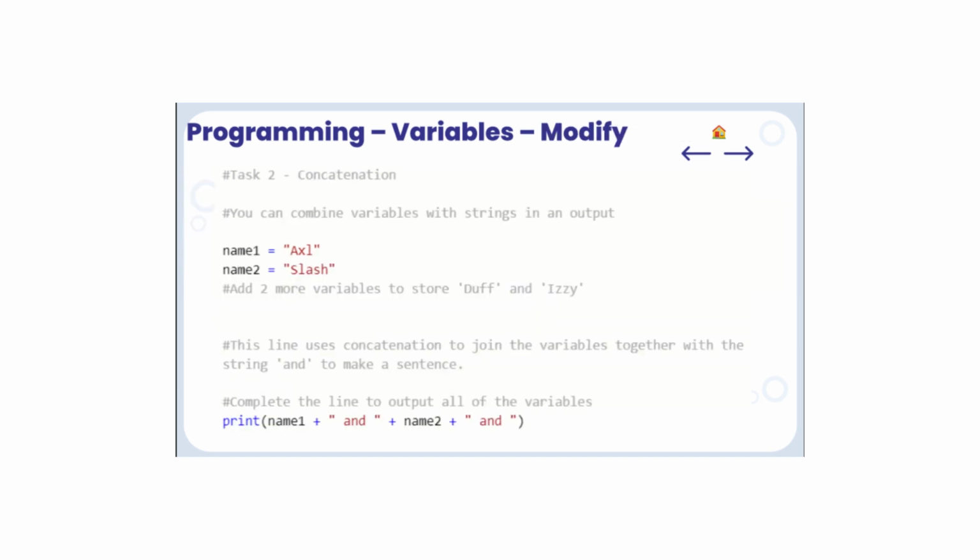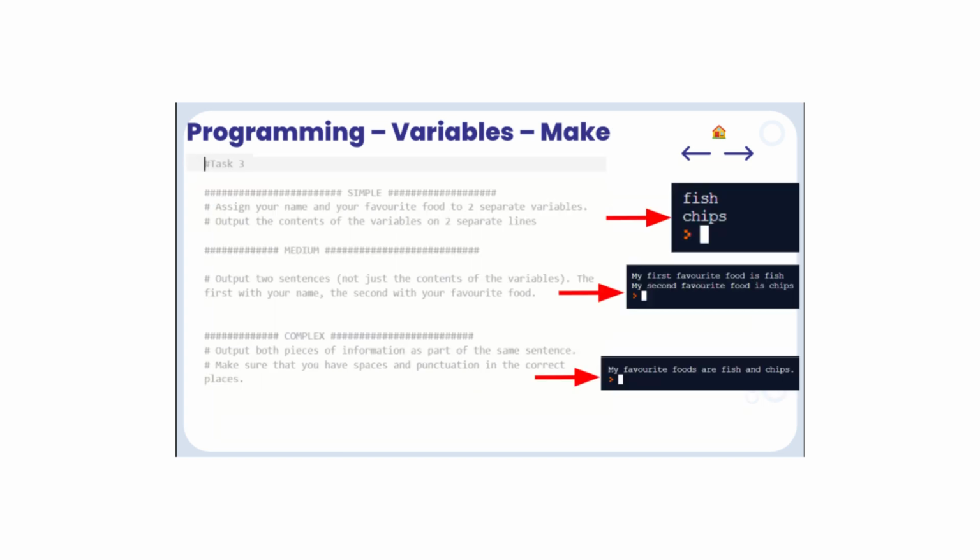Programming, variables, modify. Add two more variables that can store the name stuff, and Izzy. Complete the print line to include 4 of the variables. Complete your programming, variables, make assignment.